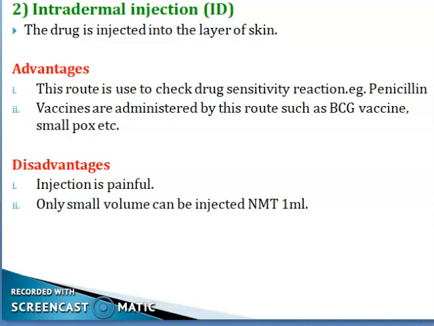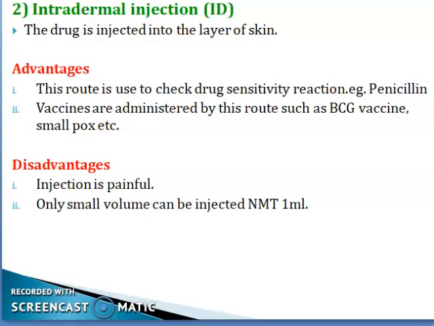Okay, second one is the vaccines are administered by this route such as the BCG vaccine and the smallpox vaccine. So vaccines can also be administered by this route. For example, they have given the BCG and the smallpox vaccine. Okay, disadvantages: injection is painful and only a small amount of drug can be injected, not more than 1 ml. So only up to 1 ml volume of injection can be given by this route.